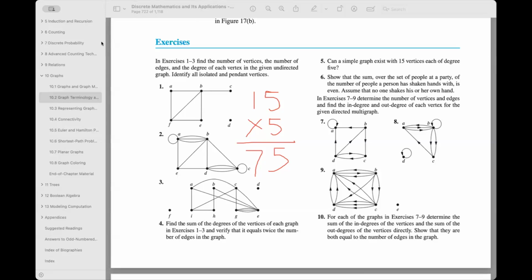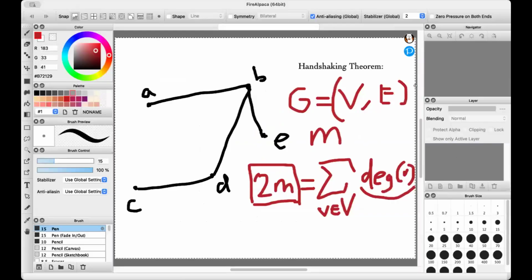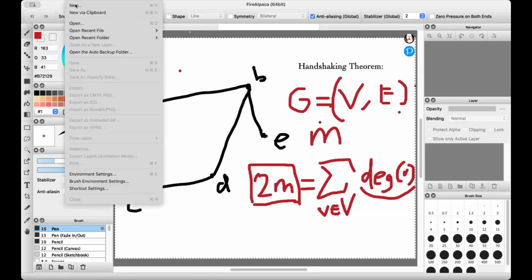Do you want to do another question related to the handshake theorem, or I might move on to directed edges. Okay, then I'll just move on. Okay, let's see here. Where are my layers? My layers are so strange. I'll just start a new file.